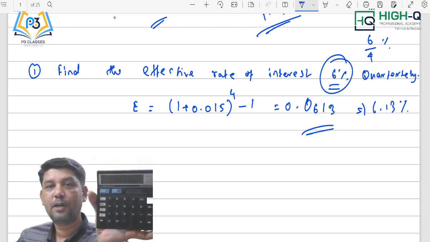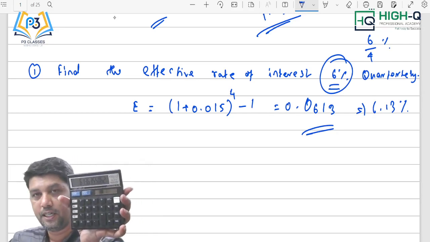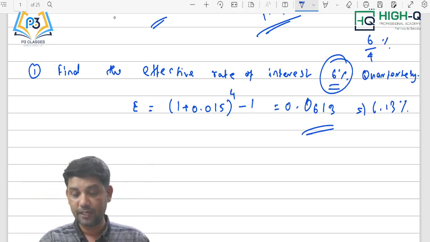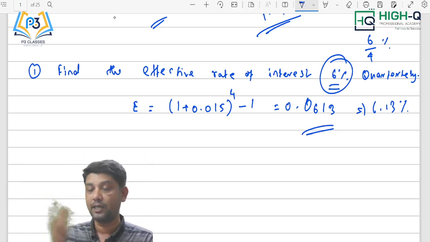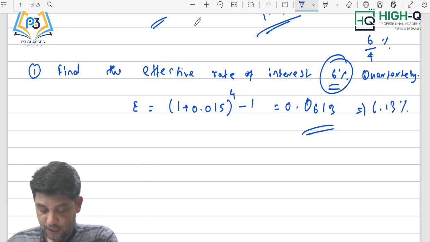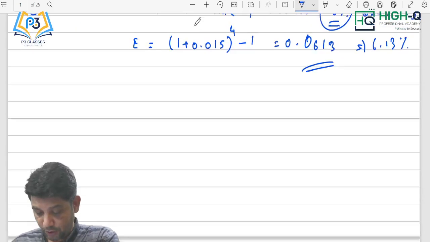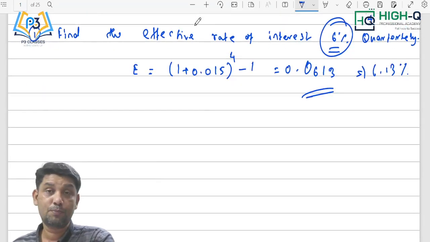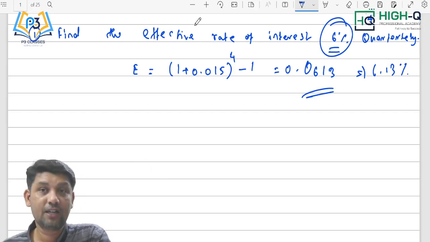I get 6.136, the same answer. What is needed, my dear? This is by using the calculator directly that we can do it. Am I clear, my dear? So this is what we call the effective rate of interest, my dear. Of course, questions can be asked based on this, and definitely they are going to ask.